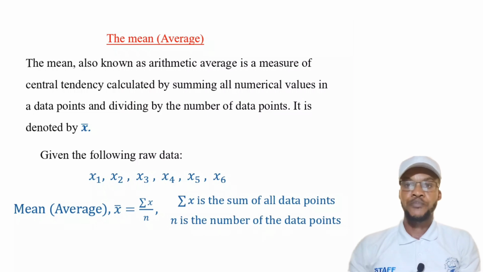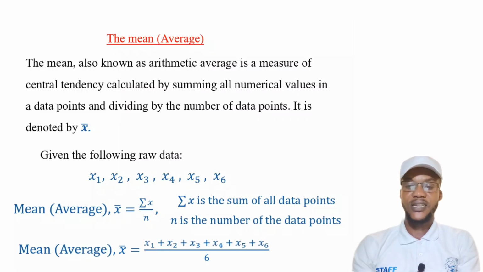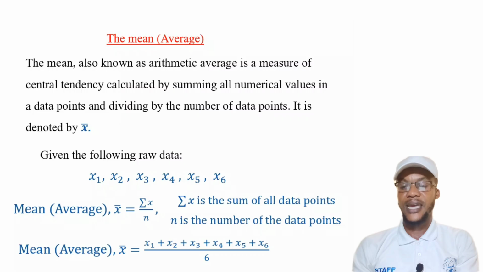All right, yeah. So if that's the case, then we can add them as it is, and you know that the number of the raw data given is 6. That is the n. Then you are good to go. If that's the case, then let's take this example. So let's say you have this raw data.